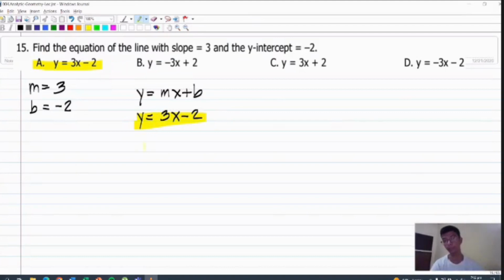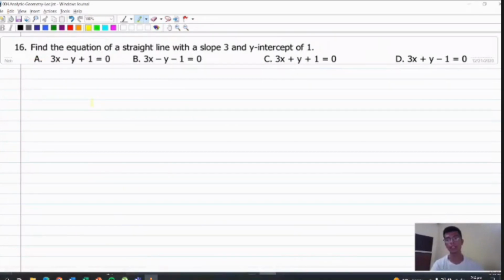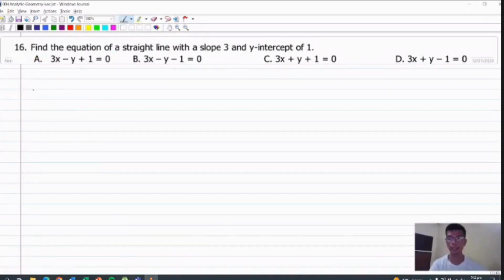Number 16. Find the equation of a straight line given a slope m is equal to 3 and the y-intercept is equal to 1. Ganun ulit. So, form number 1, y is equal to mx plus b. So, y is equal to 3x plus 1.